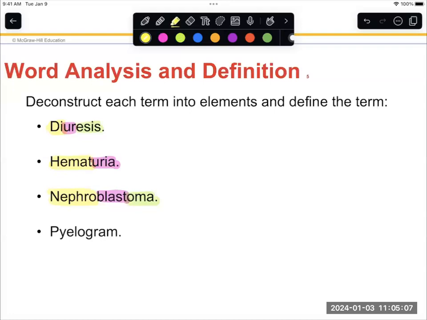Pyelogram. Pyelo is my combining form. That means renal pelvis. And gram is that suffix that means record or recording. So a pyelogram is an X-ray image of that renal pelvis and ureters, and it usually involves some sort of dye put into the blood that helps to light up those specific areas of that renal system.